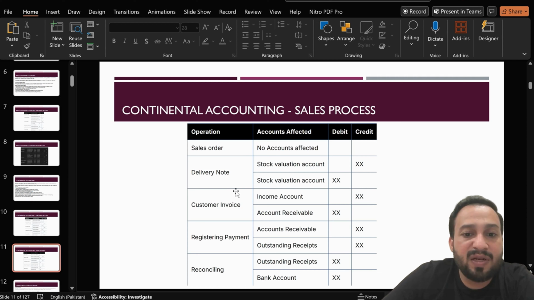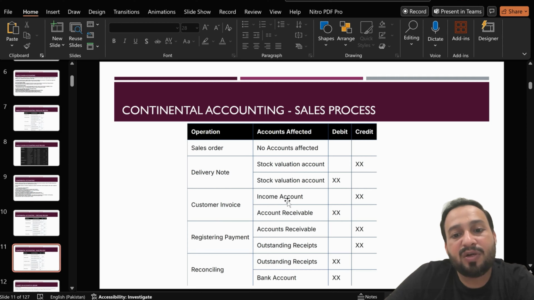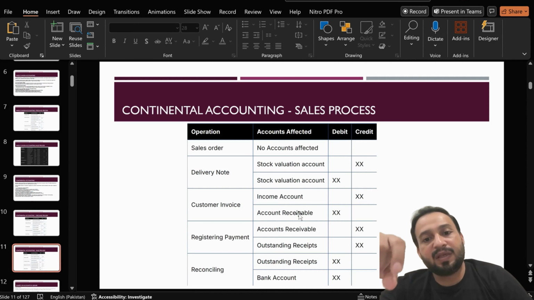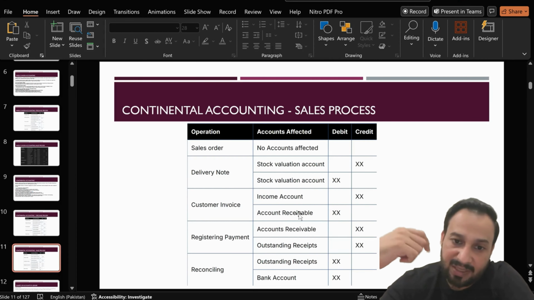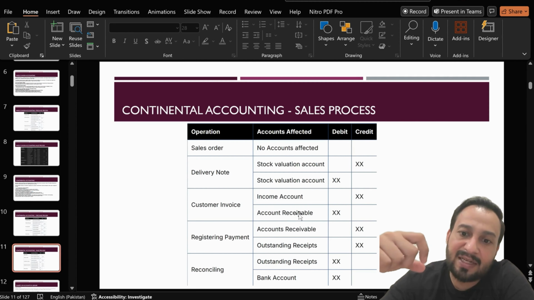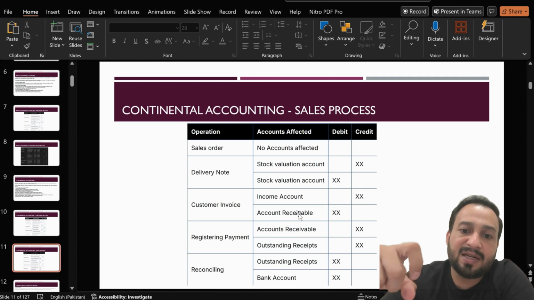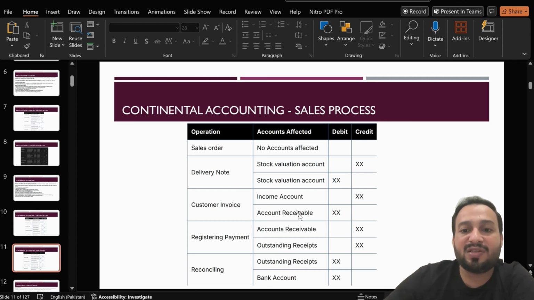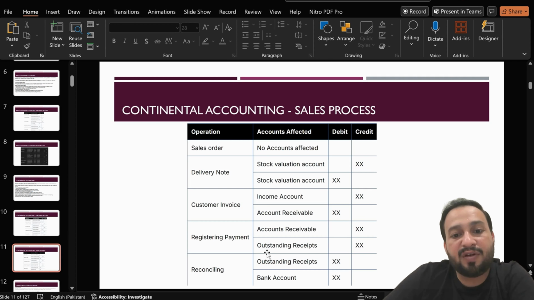After confirming the delivery, when we create the invoice, the income account and the account receivable account will be affected. The income account, due to its income nature, is increasing and shows a transaction on the credit side. And account receivable is an asset by nature, and due to its increasing value, it will show a transaction on the debit side. After registering the payment, account receivable will decrease and outstanding receipts will increase.